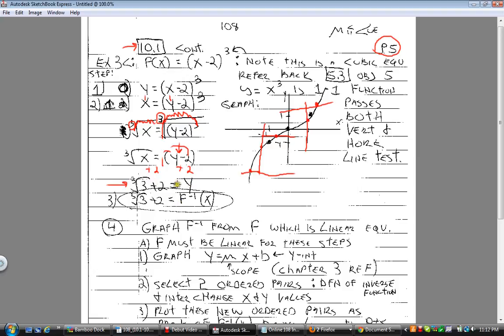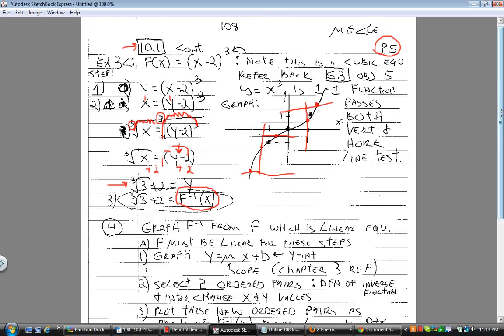Your last step is to replace y with our notation of f inverse of x, and again that's f raised to the negative 1. Okay, and that's all you have to do for that problem. So it's pretty straightforward with the three steps we just talked about.